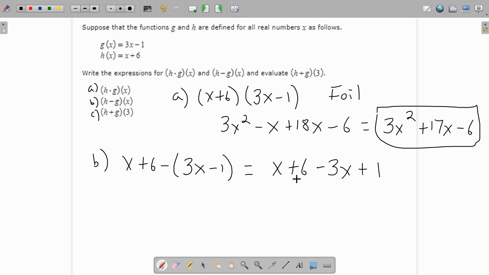All right, combine like terms. x minus 3x, negative 2x. 6 plus 1 is 7. Doesn't really matter what order you write that in. I just always write out my x's first.